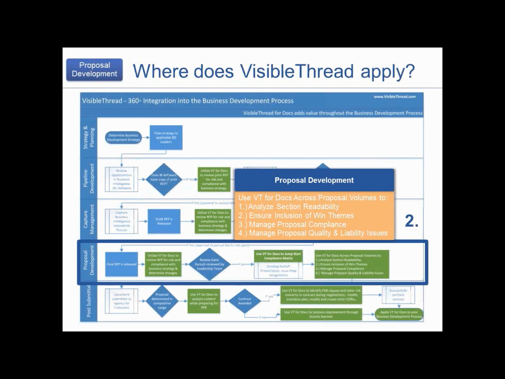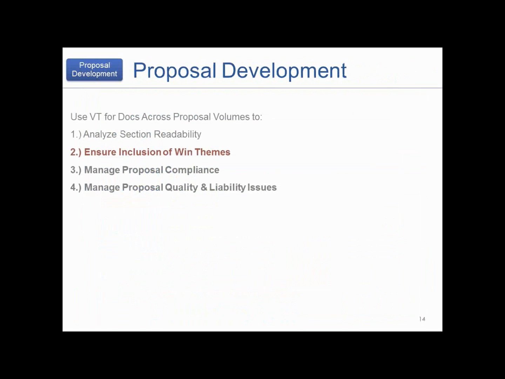Great stuff. The second area that I want to talk about is a second usage within the proposal development cycle of this extended discovery. And this usage is really around three things. Are we including win themes? Are we making sure that our proposal is compliant with the issuing side? And are we looking at any quality and liability issues within the context of the actual proposal itself? So I'll talk about a couple of these things using the slides.